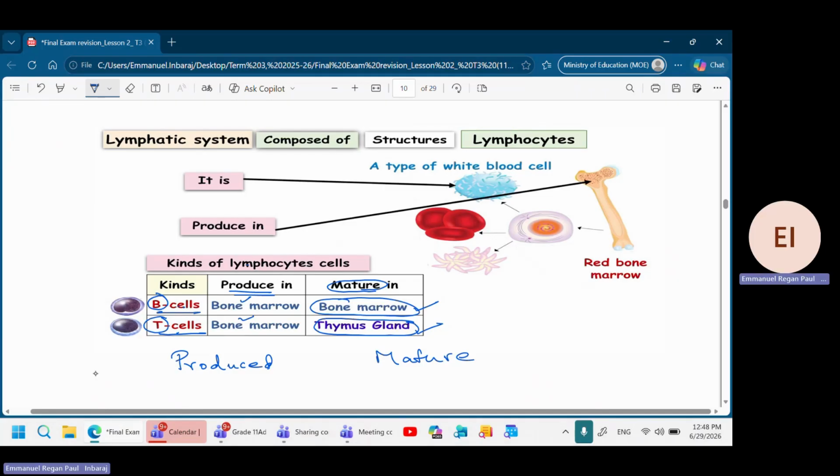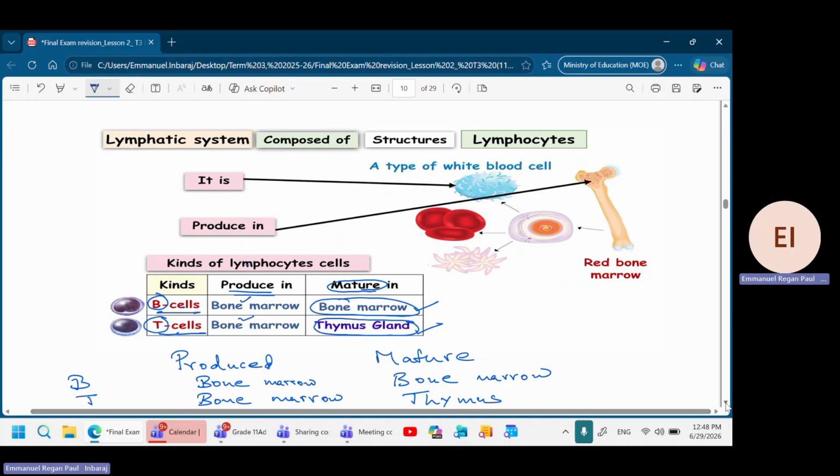So where are the B cells produced? The B cells are produced at bone marrow and mature at bone marrow. No problem. They are both at the bone marrow. But the T cells are different. They are produced at the bone marrow, but where do they mature? They mature at the thymus. So this you must remember.